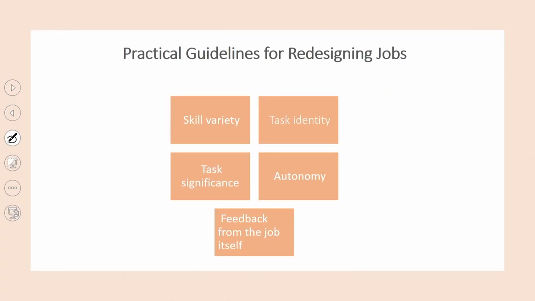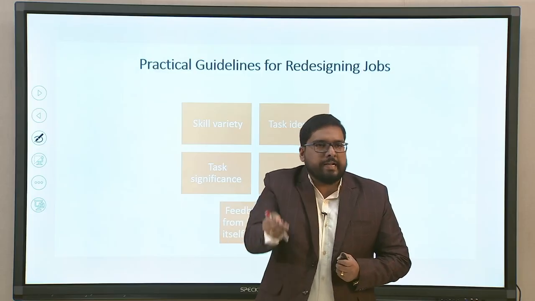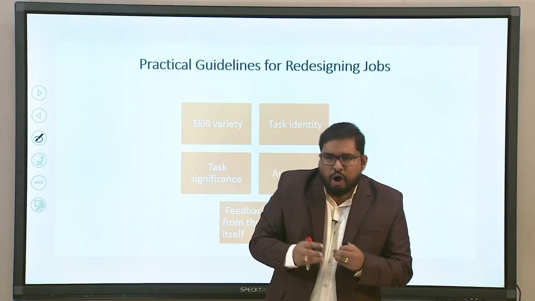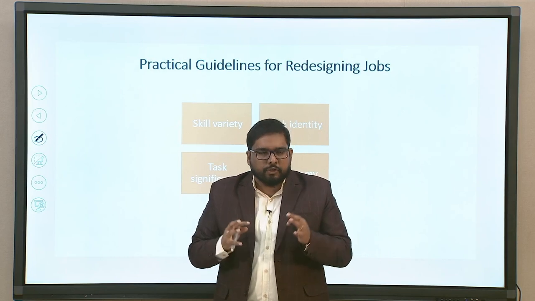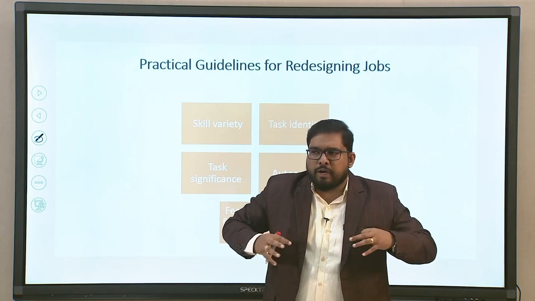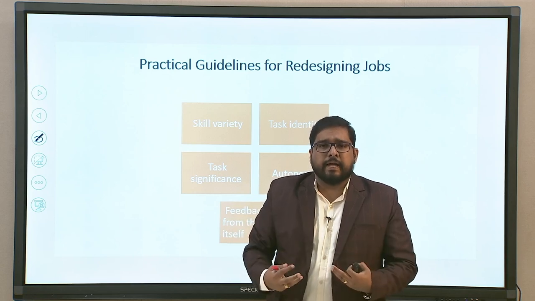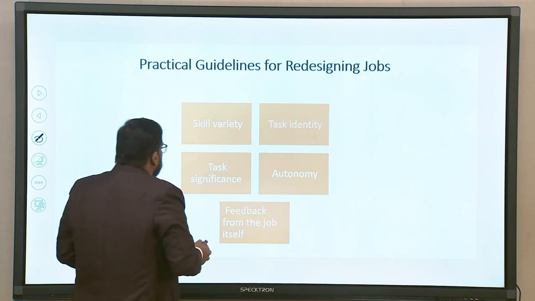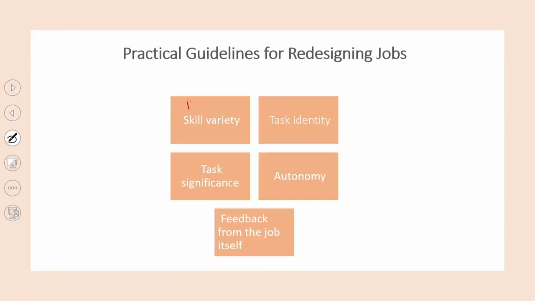So if we look into the entire JCM, job characteristic model, and we try to elicit certain practical guidelines for redesigning jobs to make them more interesting, more creative, more lucrative in essence, we will call out these few points. One is skill variety. Another is task identity. The third one would be task significance. The fourth one would be autonomy. And finally, feedback from the job itself.